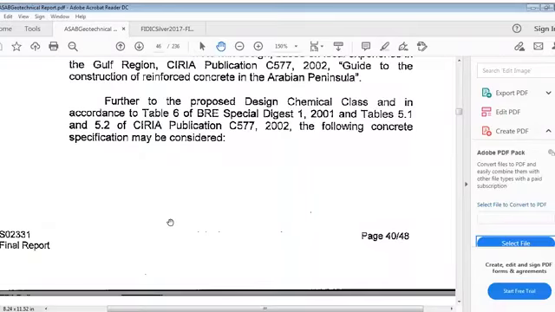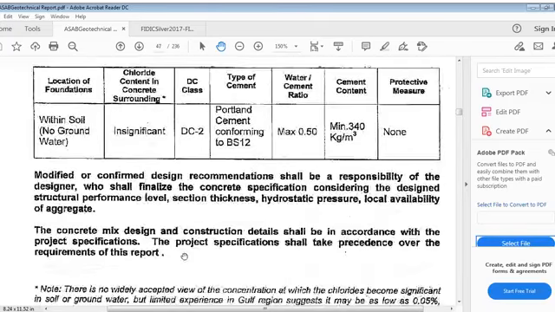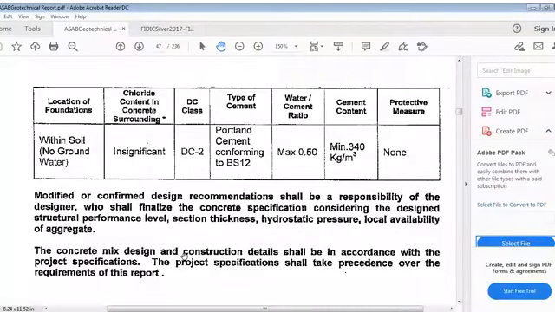Further to the proposed design chemical class and in accordance with Table 6 of BRE Special Digest 2001 and Tables 5 and 52 of CIRIA Publication C577 2002, the following concrete specification may be considered. Now this is very old, actually this is from 2000 something, but we have to understand each and everything.